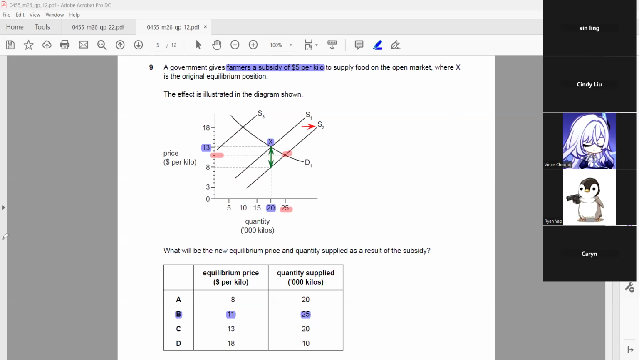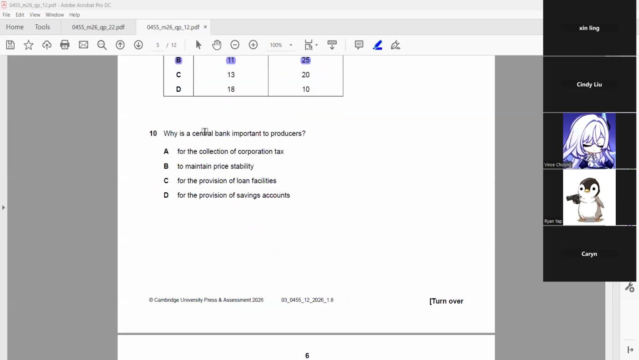Okay, next one. Why is a central bank important to producers? How is a central bank, for example Bank Negara Malaysia, important to producers, like firms? So producers here means we're focusing on production. So why is a central bank important to producers, Xin Ling? What is your answer?